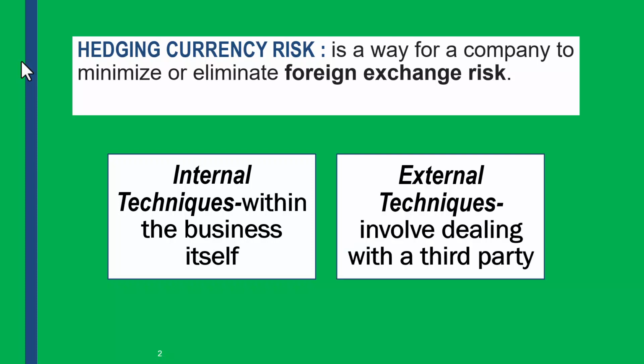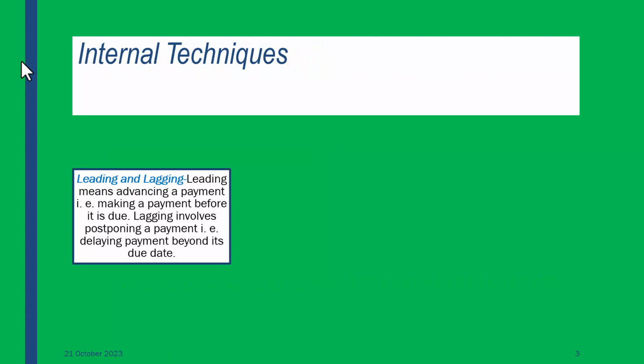The second one is external techniques involving third parties. So either you manage your foreign currency risk internally, or you can do it with the help of a third party. So there are two, mainly. The first technique is called leading and lagging.